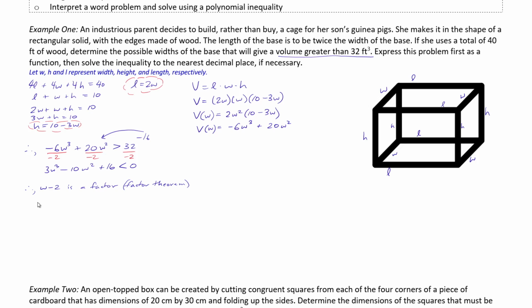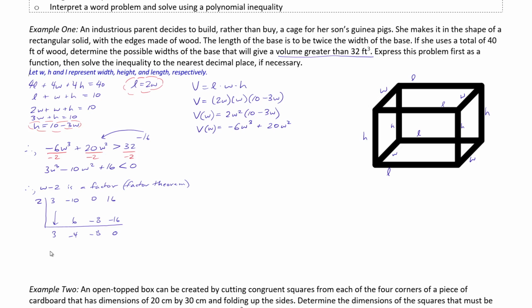So I'm going to go ahead and set up my synthetic division. 2. And then I have to be very careful about my coefficients here. 3, negative 10, but because I don't have W here, I have to put 0, and then 16. So I bring the 3 down, and then I bring the 6 up. Add them, negative 4. Multiply by 2, I get negative 8. Add them together, negative 8, and then I'll get negative 16, and that should yield a 0, which is what I was expecting because W minus 2 is a factor of that cubic.